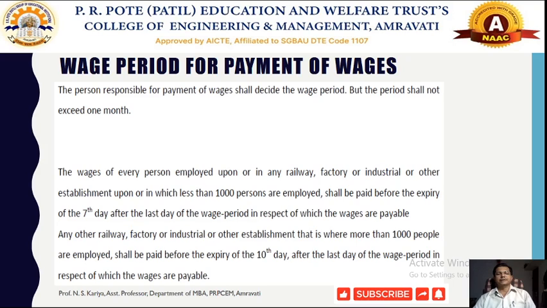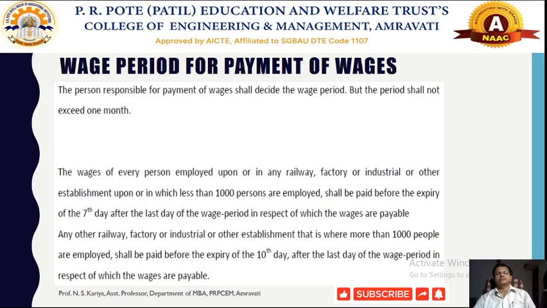There are some prescribed conditions with respect to the wage period for the payment of wages. All such workers belonging to railway, factory or industrial and other establishment where fewer than 1000 persons are employed are liable to get the payment of wages before the expiry of the 7th day after the last day of the wage period in respect of which the wages are applicable. So on every 7th day after the last day of the wage period, the workers are liable to get their wages.